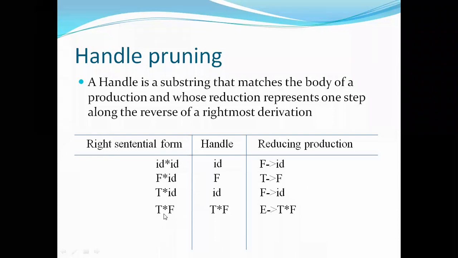So in this one, T star F is taken as the input substring, and this one is written in the handle, and E is production with T star F. So before going to discuss E, in this example, we are considering T as a substring.